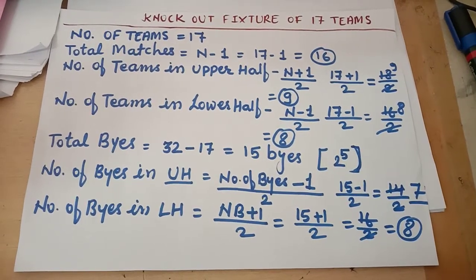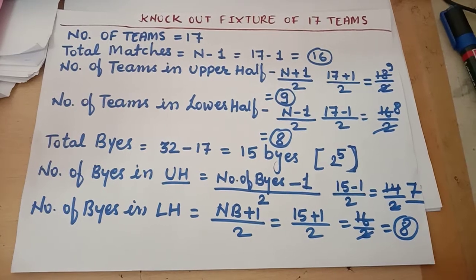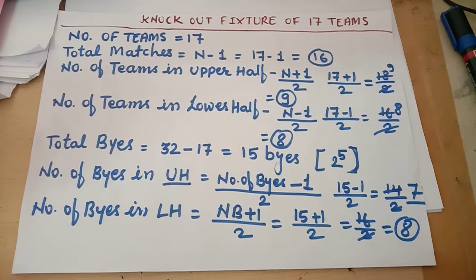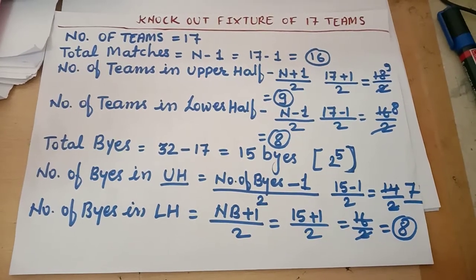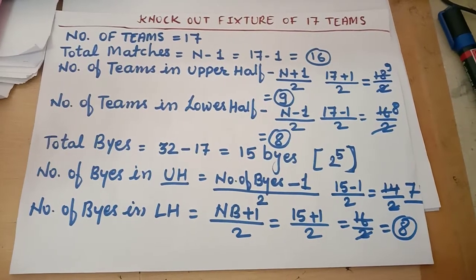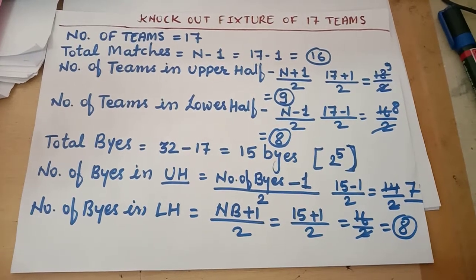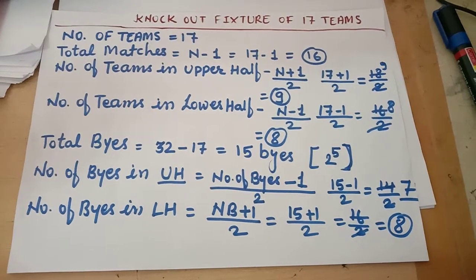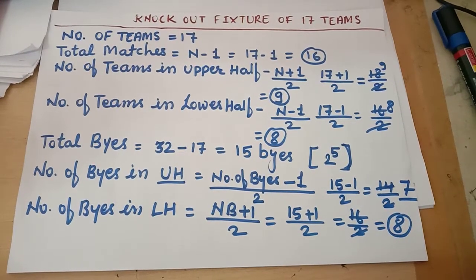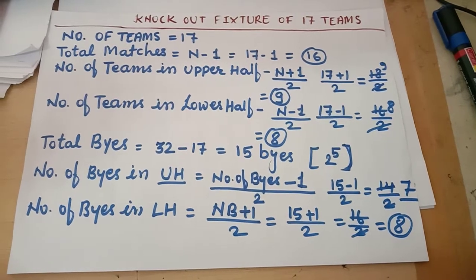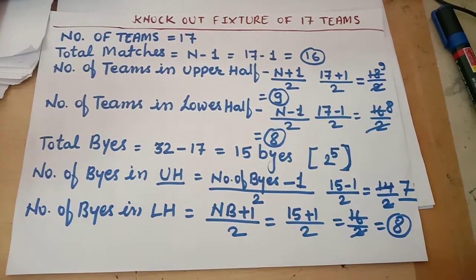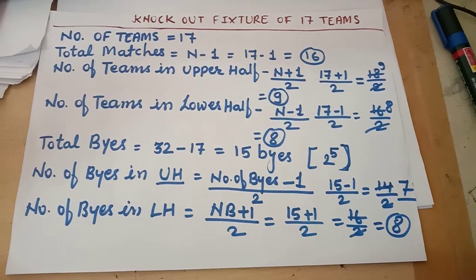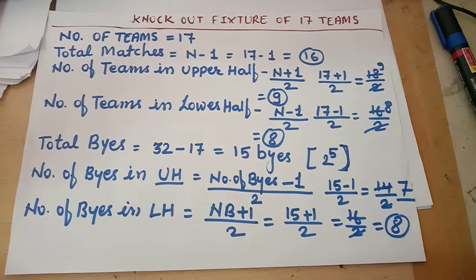Now next thing that we have to do is to divide the teams into two halves, upper half and lower half. To have the number of teams in upper half, we have to do number of teams plus 1 upon 2. Number of teams we have 17, so 17 plus 1 upon 2. 17 plus 1 becomes 18, divided by 2, and that gives us 9. So number of teams that we are going to have in upper half is 9. So n plus 1 upon 2 is the formula for taking out teams in the upper half.